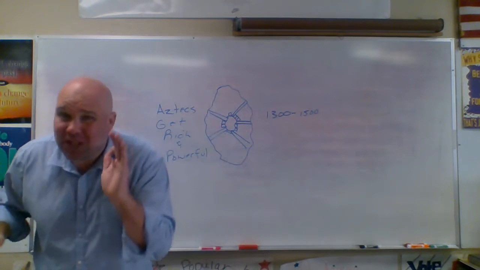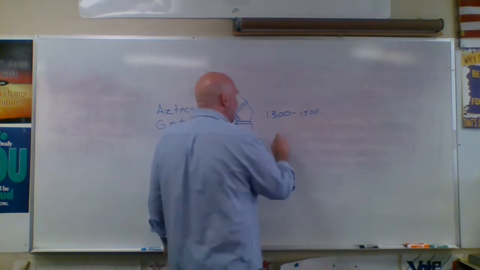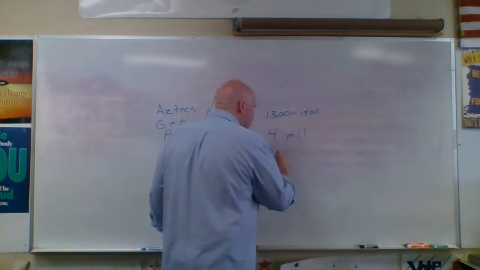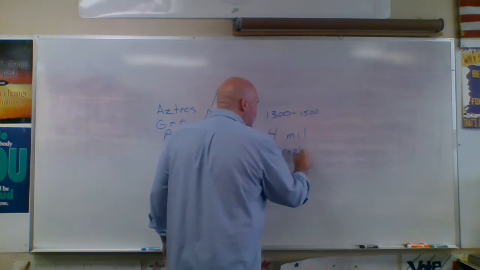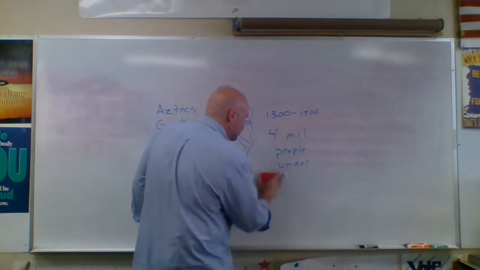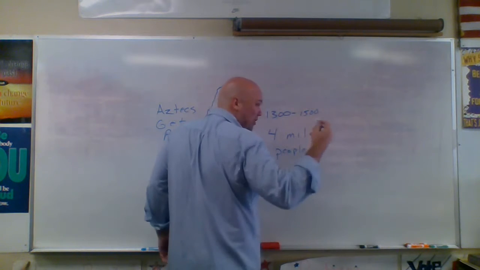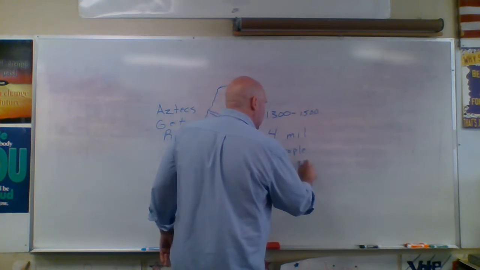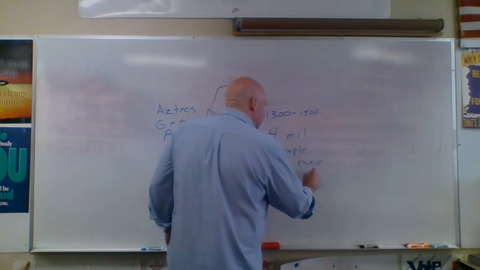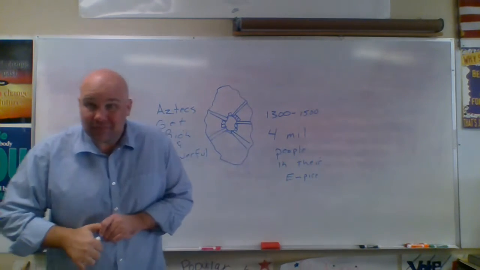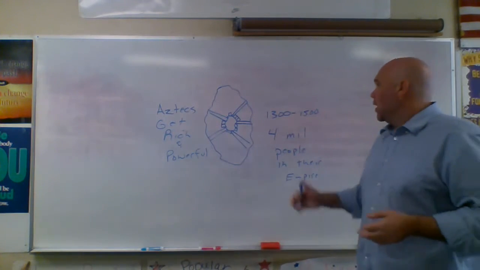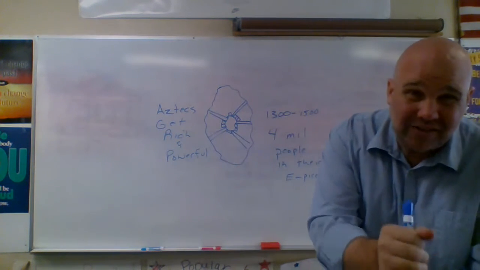In that time, by the time we get to 1500, they're going to have in the surrounding area 4 million people, not under their control, but in their empire. All right, why do I say this? 4 million people? That's crazy. That's a large, large number. 4 million people do not live in the city.